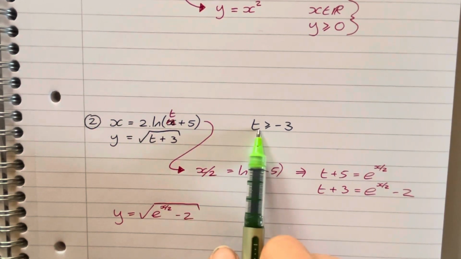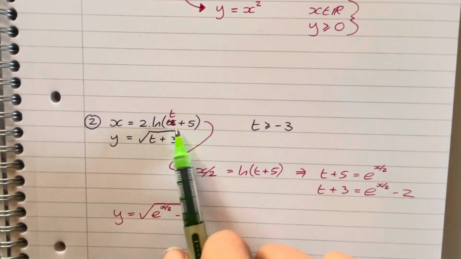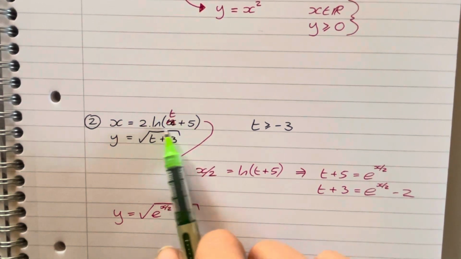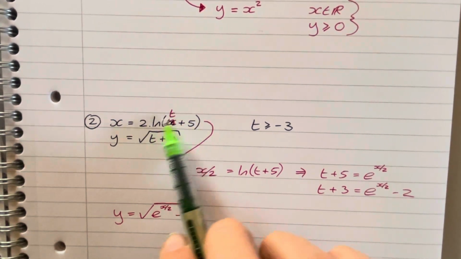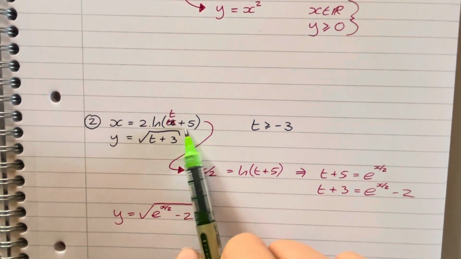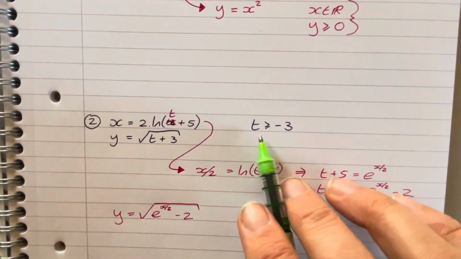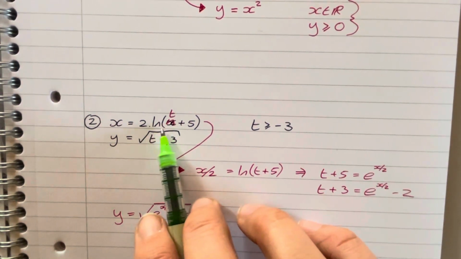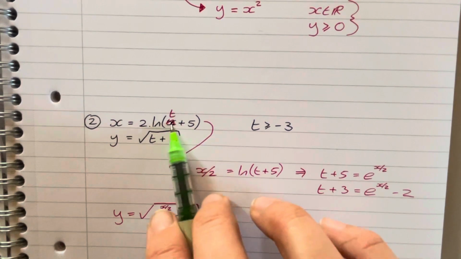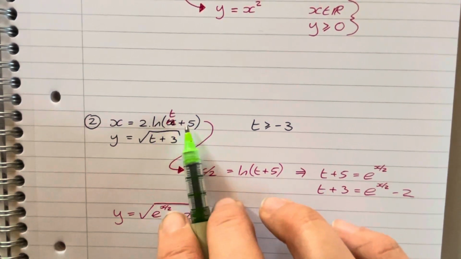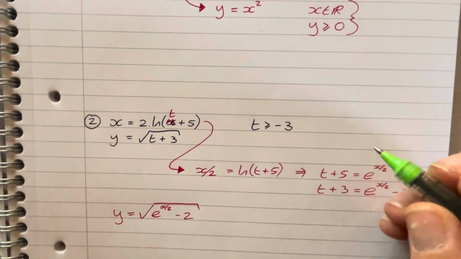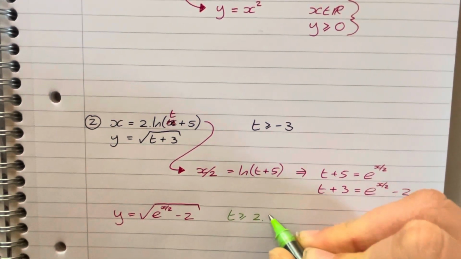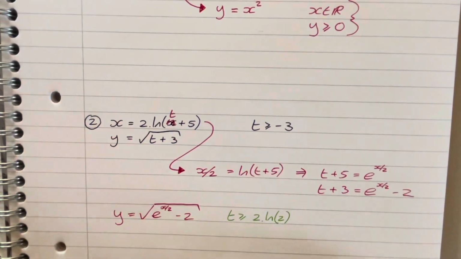And as t increases, because it's bigger than or equal to that, the natural log function increases. You need to know that the natural log function is an increasing function everywhere. It doesn't decrease anywhere. And so therefore, it will carry on going up. There'll be no turning points. But also, you also need to know that as t tends to infinity, log of t will tend to infinity as well. So x can be any number bigger than or equal to 2 log 2 or log 4.